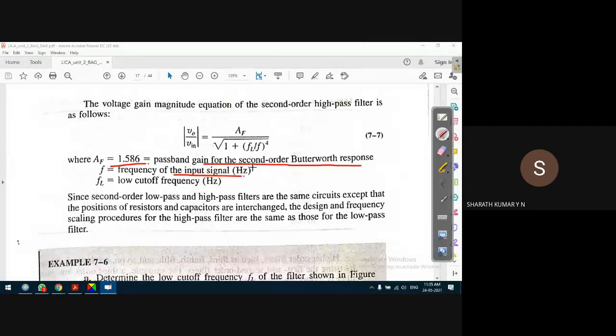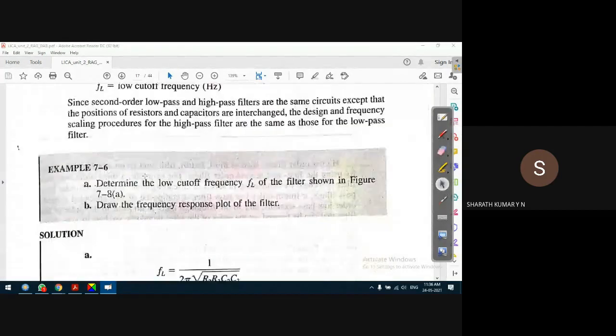F is the frequency of the input, but here it is divided by FL to the power 4. Earlier it was to the power 2, because of the additional RC combination. This derivation we have seen for the second order low pass filter. On the same lines we get the expression for the voltage gain of the amplifier, where FL is the lower cutoff frequency. Using this, there is a numerical problem.